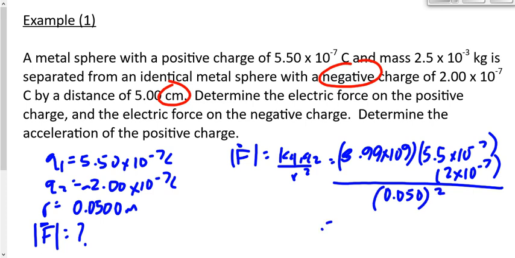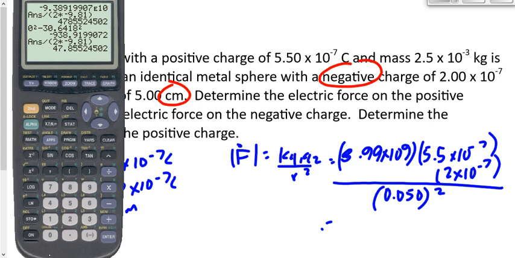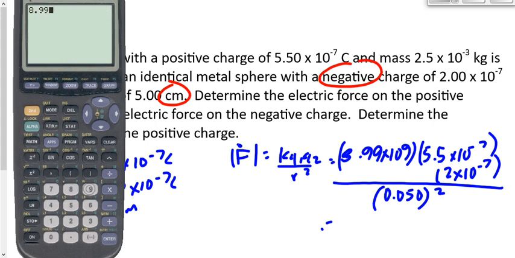So let's figure out this force now. We've got 8.99 times 10 to the 9 times 5.5. Can we cancel out, by the way, that 10 to the minus 7? It's in both terms, right? But it doesn't appear in the term on the left-hand side, the force, so we can't do that. Times 2 times 10 to the minus 7, and then we're going to divide it by 0.05 squared. 0.39556, 0.396.